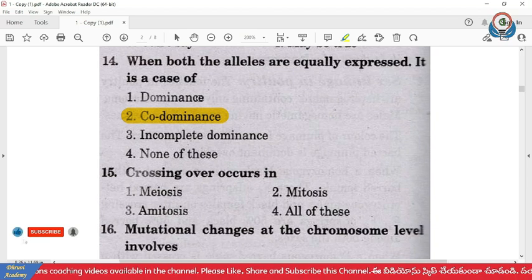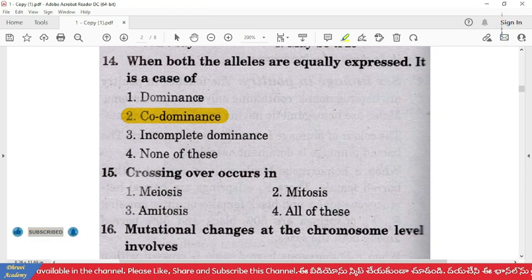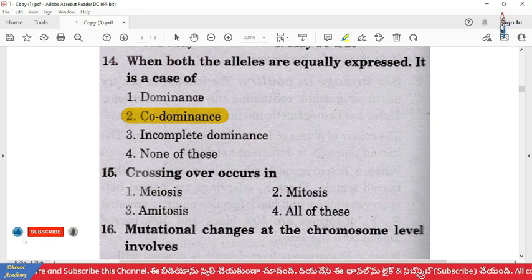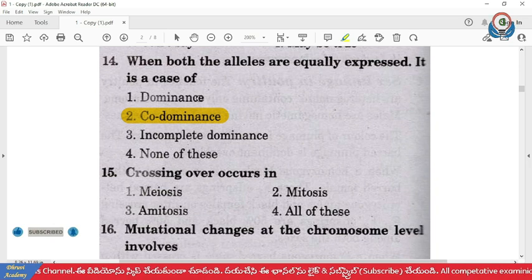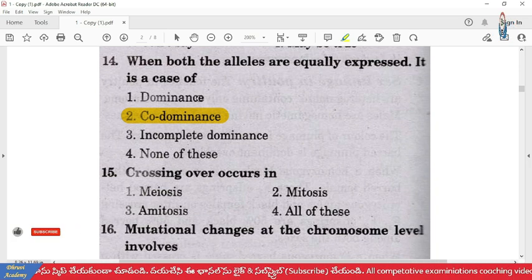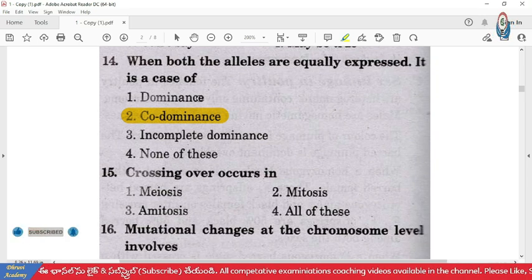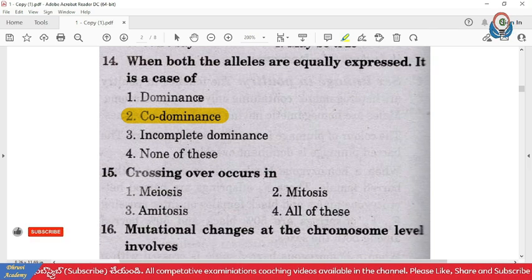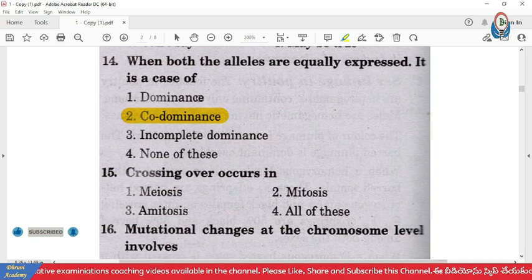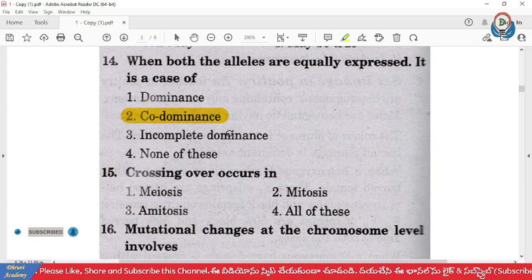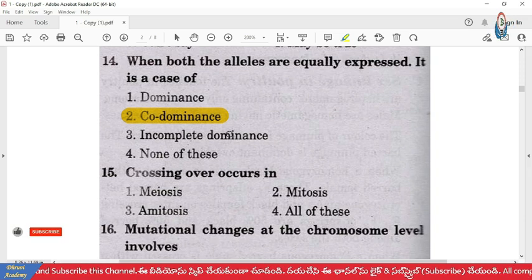Next, incomplete dominance అంటే ఏంటంటే only one allele is not completely expressed over a paired allele. మనకి paired allele ఉంటుంది కదా, only one is not completely expressed. దాన్ని ఏమంటారంటే incomplete dominance అంటారు. Codominance అంటే the alleles are equally expressed కదా, దాన్ని codominance అంటారు. ఇవేంటి unequally express చేస్తారు కదా, so దీన్ని incomplete dominance అంటారు.